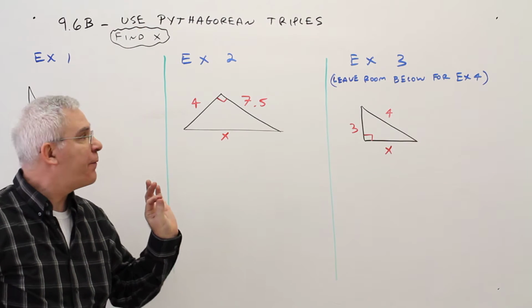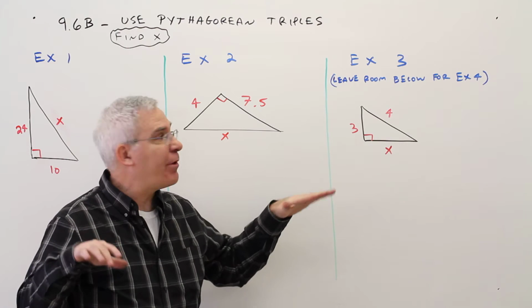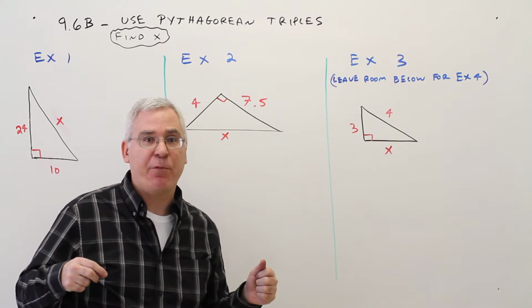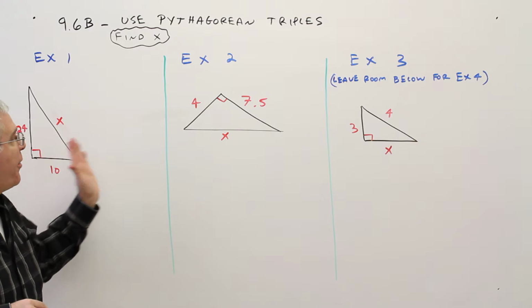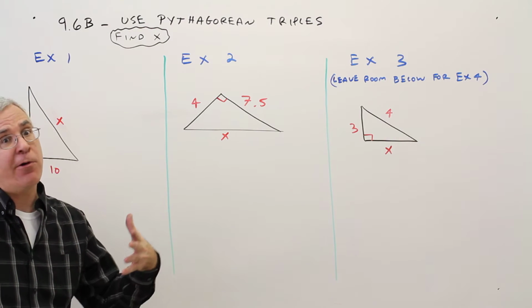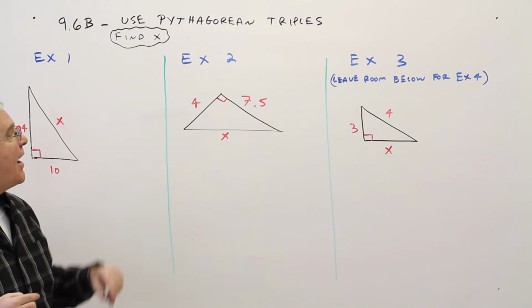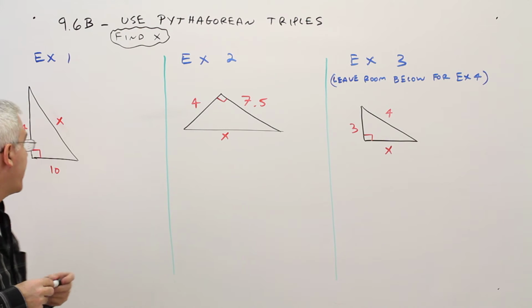One note before we go further. After example 3, leave some blank space because I'm going to write in an example 4. Alright, so we've got 3 examples. All 3 examples involve right triangles, so we're thinking Pythagorean theorem or Pythagorean triples, and we're to find x. X could be a hypotenuse or a leg, that's very important.